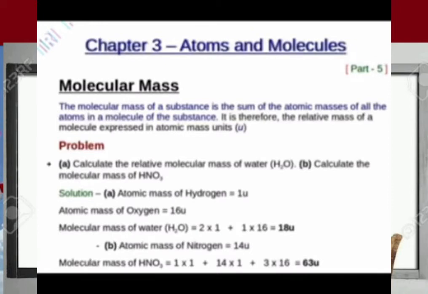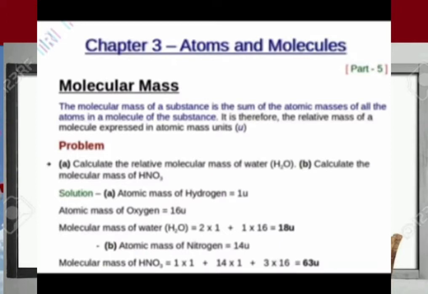What is molecular mass? The molecular mass of a substance is the sum of the atomic masses of all the atoms in a molecule of the substance. That is the sum of all atoms in a molecule. The molecular mass is expressed in the unit atomic mass unit, U.